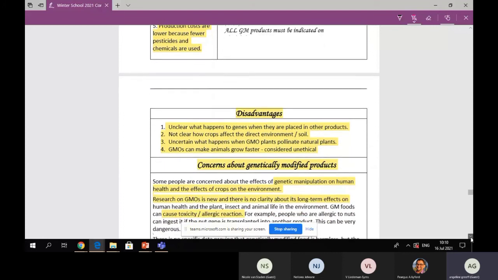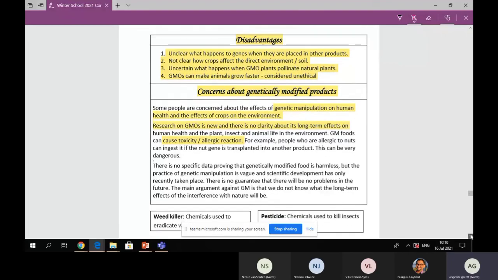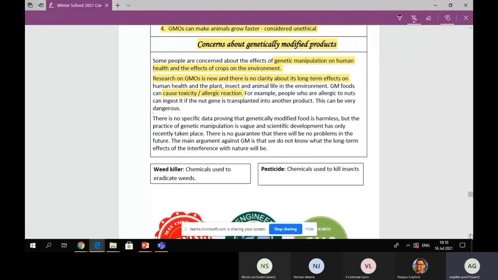When there are advantages, there are also disadvantages. So there are the disadvantages that you also need to know. And then there are concerns. In order for you to be able to give your opinion, sometimes you need some background information. That's why I also say in your textbooks, there might be more background reading. Please do go and have a look at that as well. It gives you a better understanding and more things to build your own opinion with.